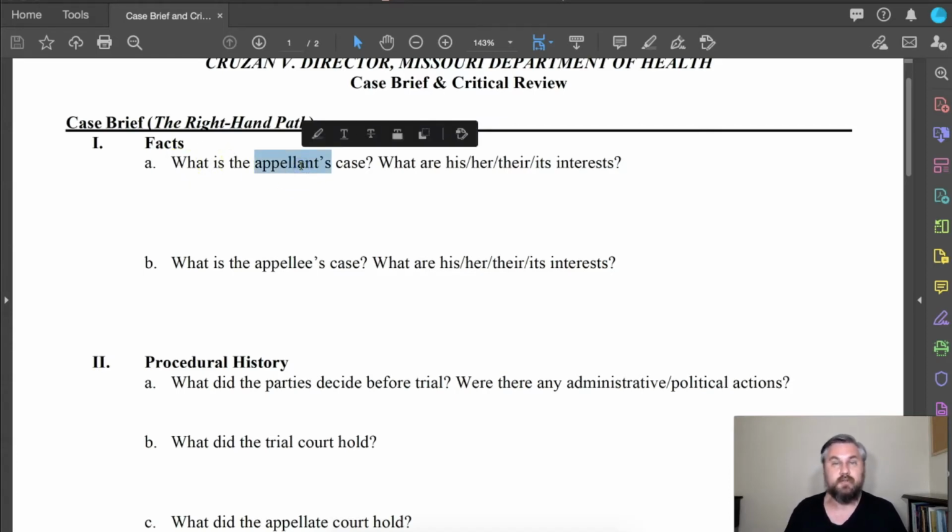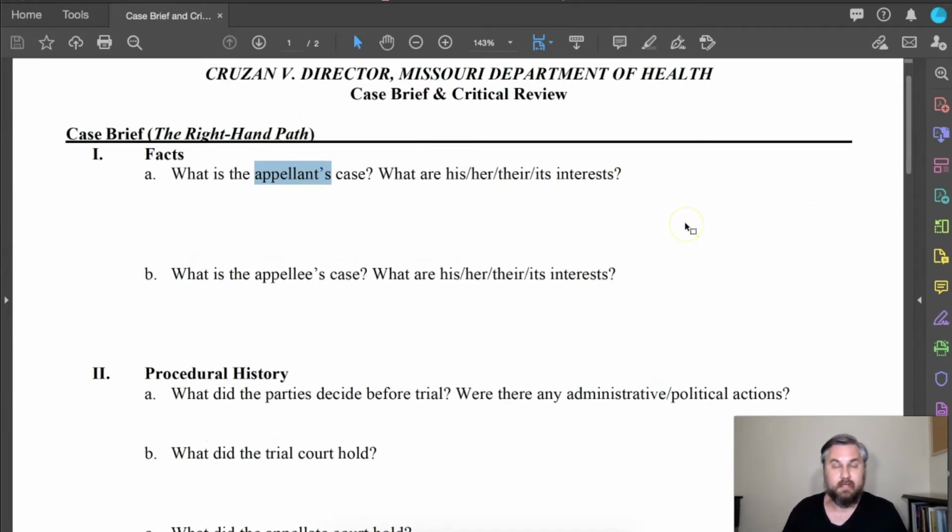Now, this is the person who has lost at some stage in the trial or some stage in the case history. Usually it's the person who has lost at the court that's previous to the reviewing court. So let's say this is a Supreme Court decision. This is the one involving Cruzan. In this particular case, it involves an appeal from a state Supreme Court decision, the Missouri State Supreme Court. And that court has concluded something.